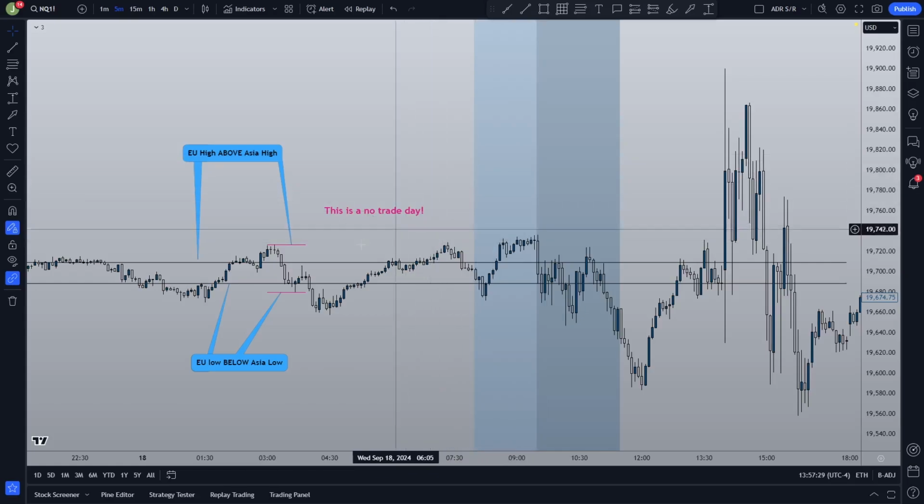Here's another formation that can occur with the Asian DR and the EU DR, and I think that it's worth bringing up because almost always these days are never worth trading. Just look at this price action. If you have a situation where the EU high is above the Asia high and the EU low is below the Asia low, stay away from these types of days.